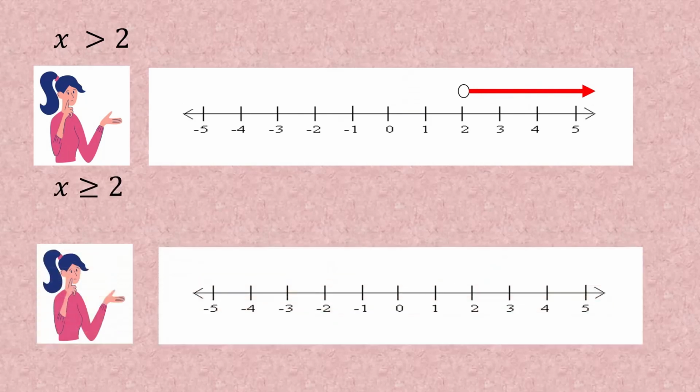Here you can see x is greater than or equal to 2. The same number line is shown again, but this time you have to color the circle. That's how you differentiate greater than from greater than or equal to. When there is an equal mark, you color the circle on the number and then you put the arrow to the right side, which means that is greater.